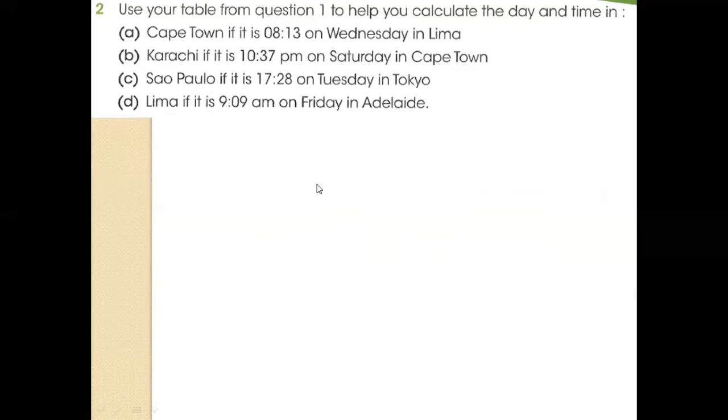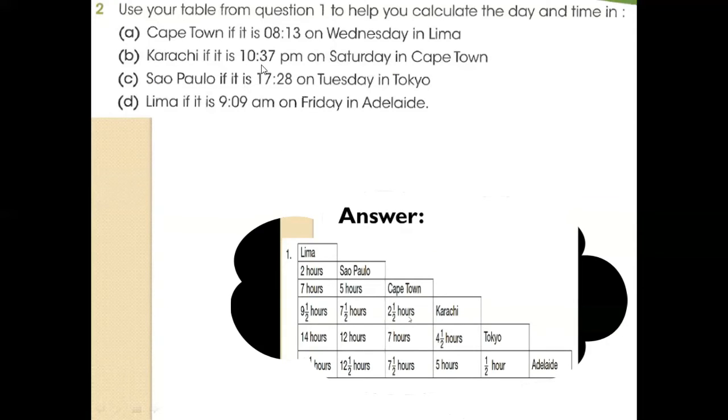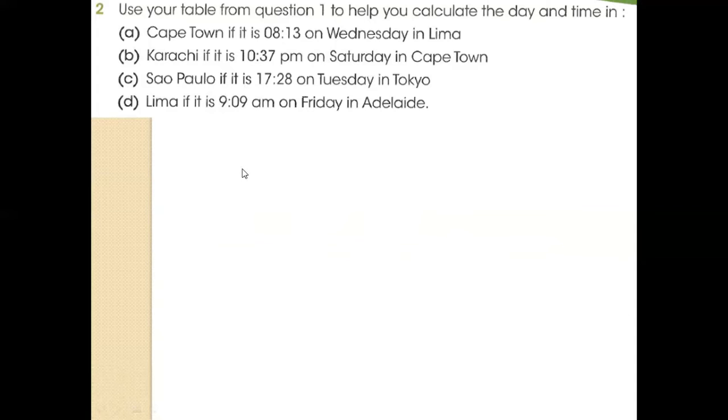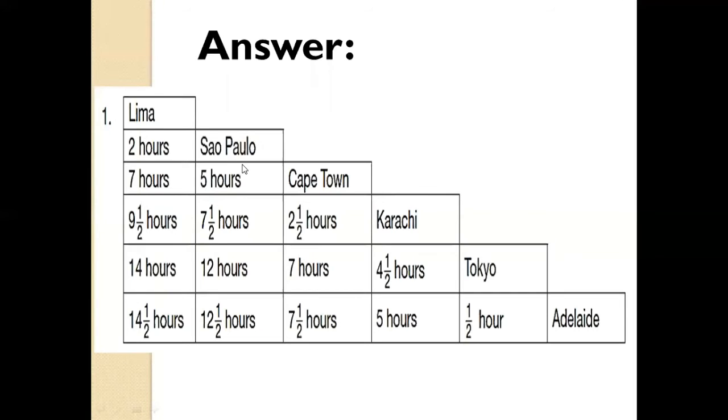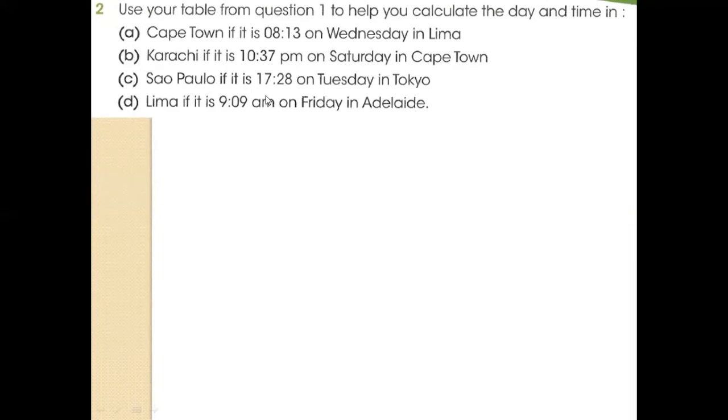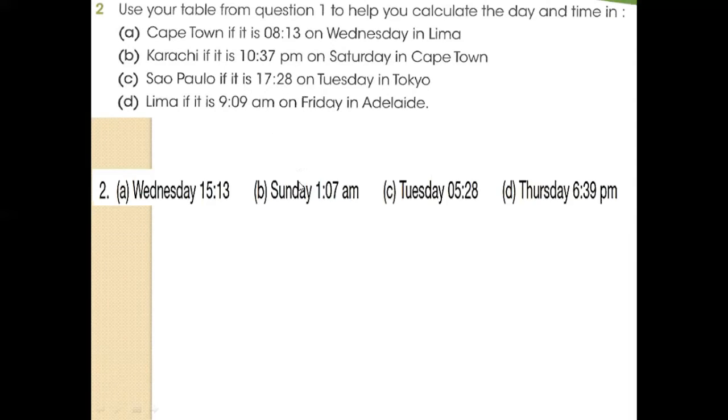So what will we do here? So 10 minus 2.5. So it's equal to, sorry, add, because it's forward. Karachi should be forward. So what do I do here? So 10 plus 2.5. So it's equal to 1 hour and 7 minutes.